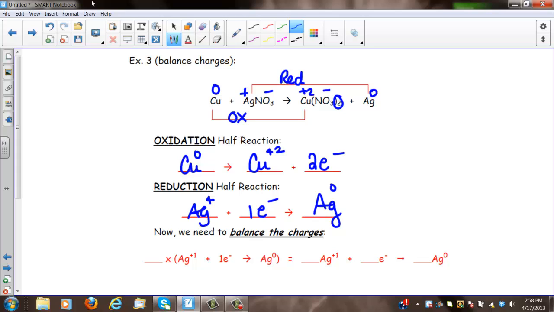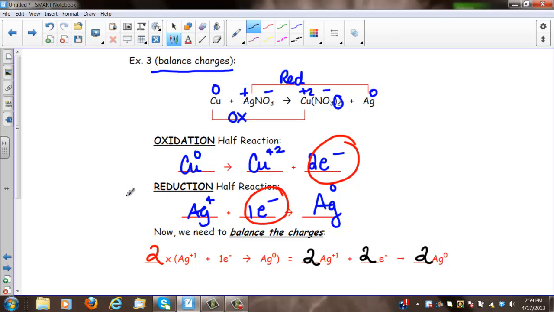In this one, remember, we are practicing to balance charges. Notice that I have a -2 charge here and a -1 charge here. So those are not balanced. What I can do though is multiply this reduction half reaction by 2. So I'm going to do that down below. I'm going to multiply it by 2 so that I get a total of 2 Ag plus, 2 times 1 plus 2 electrons yields 2 Ag0.